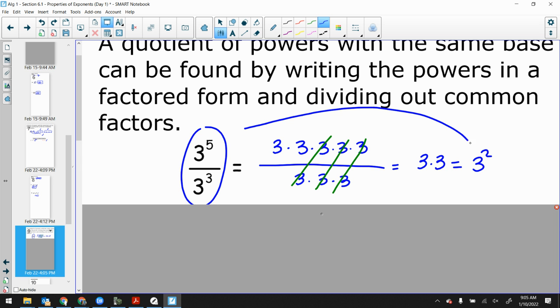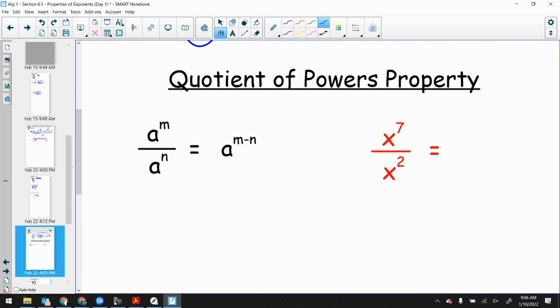What do you guys think my shortcut is for quotient property? Subtract. Which makes sense. My multiplication property was add, so my division property is subtract. And that's the property that we have. Go ahead and write this down. A to the m divided by a to the n is a to the m minus n. So when you're talking about division, that's subtraction of the exponents. Don't confuse it with what's happening with the bases.